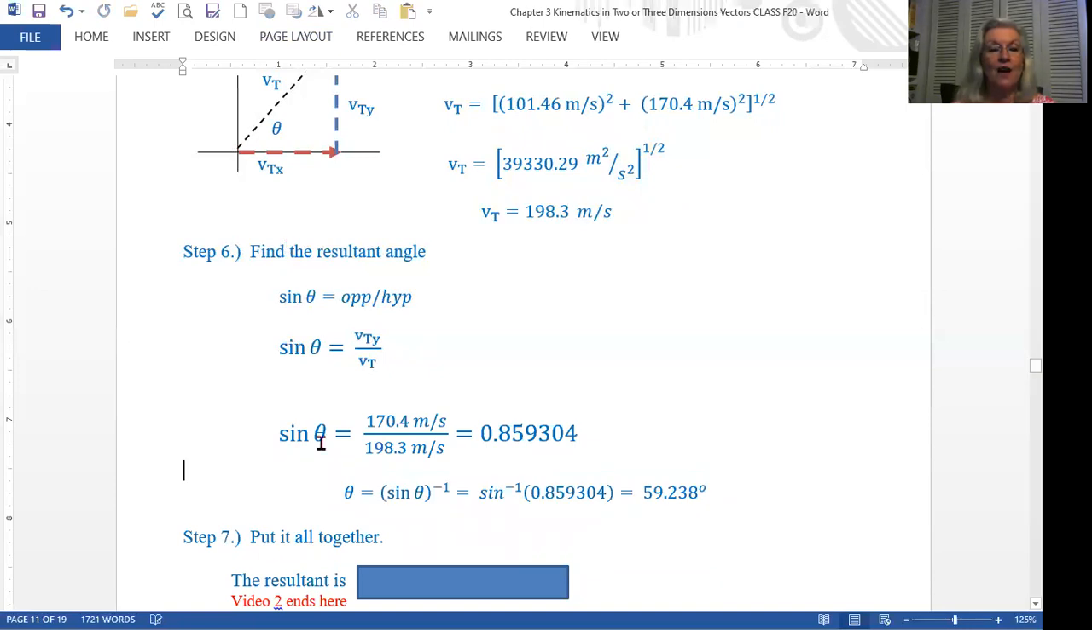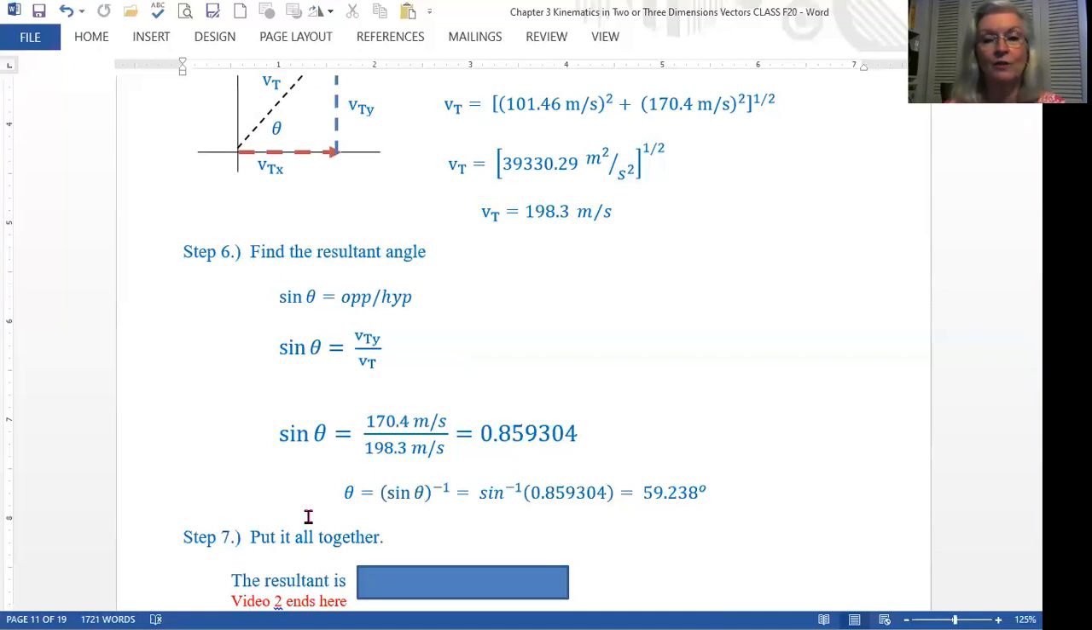All right, so to find the angle, this is equal to the sine, but to get the angle, you have to take the inverse sine function. So you would punch in to your calculator either the INV button or the second function button, depending on the calculator. And then you would punch in sine. And then you would punch in 0.859304, and then you would hit enter. And you should then have 59.238.